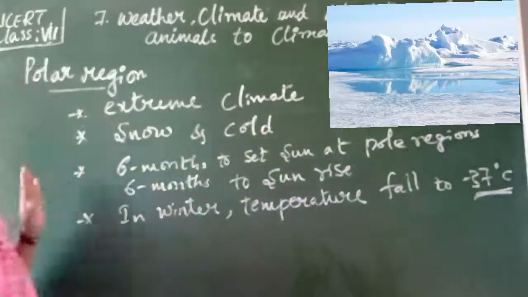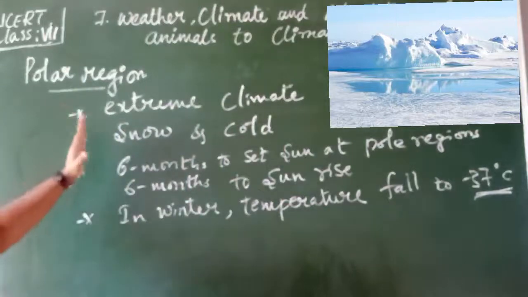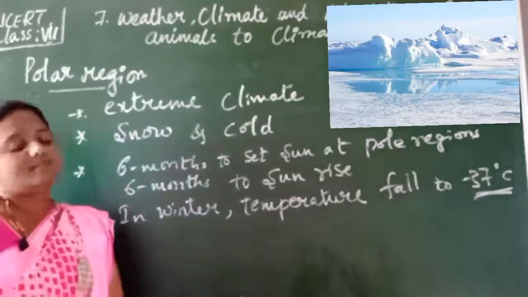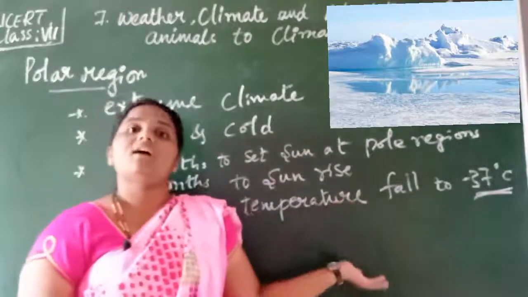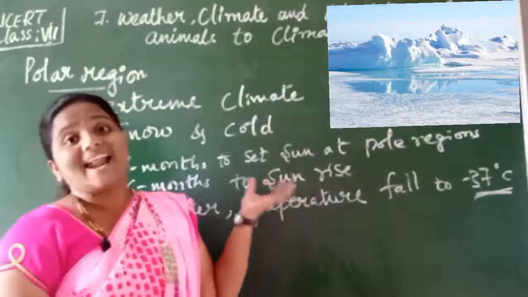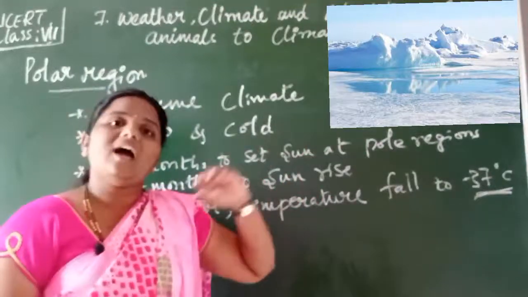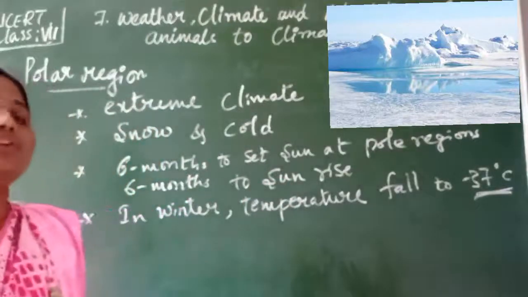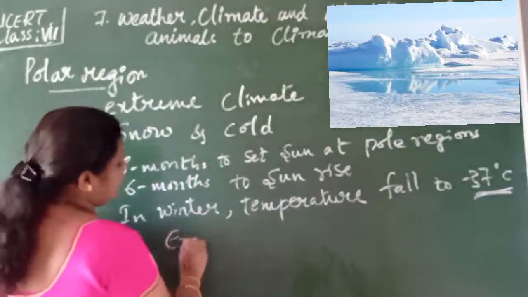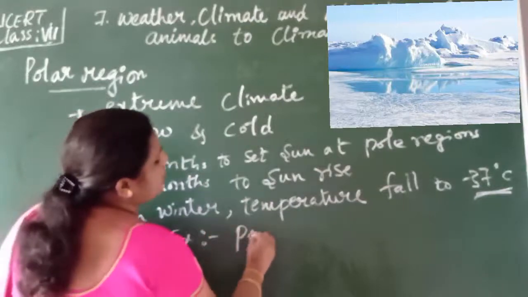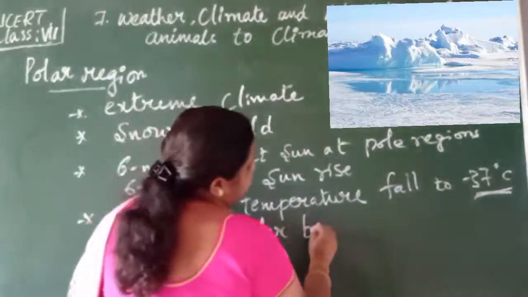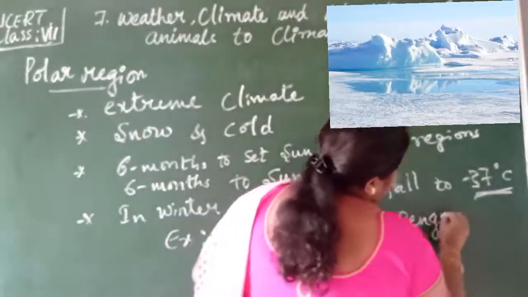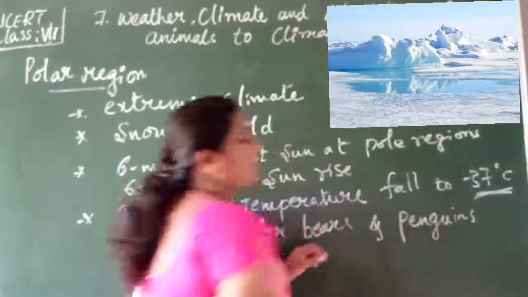So the animals which are surviving in such a region should possess some special feature. Then only they can sustain these conditions. Means they can adapt their body according to the climate. So to understand it more clearly, let us take two examples, children. In this chapter we are going to study about polar bears and penguins. Isn't it, children?